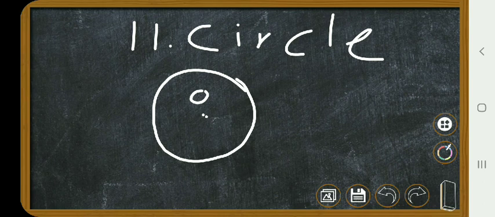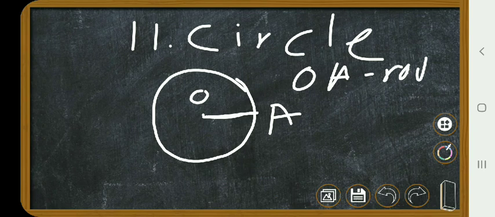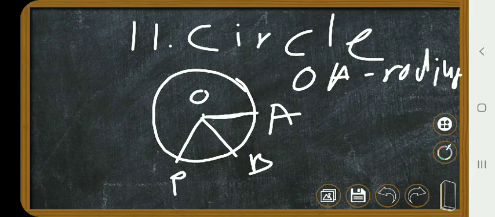The line drawn from the center of the circle to any point on the circle is called a radius, or radii. I'll give a name A, OA, that is a radius. Suppose OA, OB, OP, OD: from the center to any point on the circumference of a circle, that is called the radius of a circle.